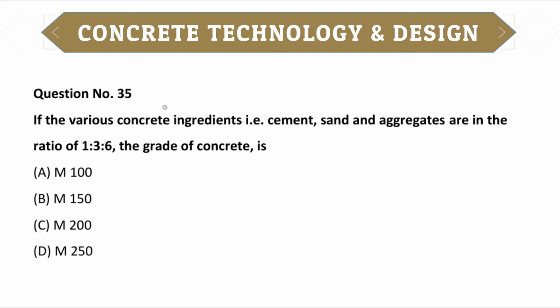So next question, if the various concrete ingredients, that is cement, sand and aggregate, are in the ratio of 1:3:6, the grade of concrete is option A, M100. Option B, M150. Option C, M200. Option D, M250. So the correct answer is option A, M100.